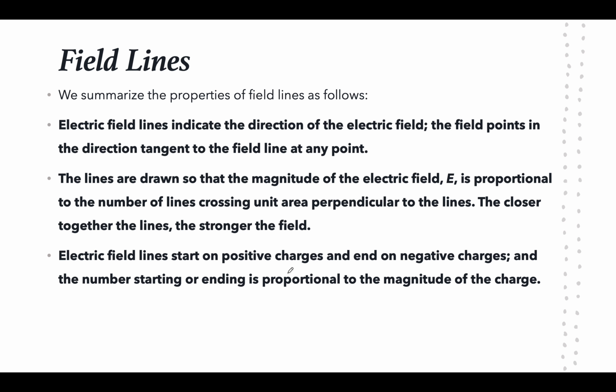Electric field lines start on positive charges and end on negative charges, and the number starting or ending is proportional to the magnitude of the charge. This last line, when it says start on positive charge, it means that for a positive charge, the field starts from the charge and emanates away. And when it says it ends on negative charge, it means that the arrow ends on the charge like this. Okay.